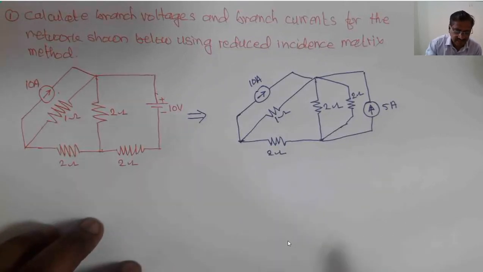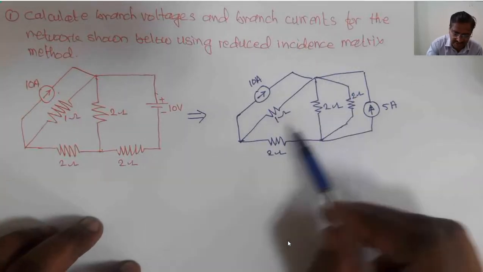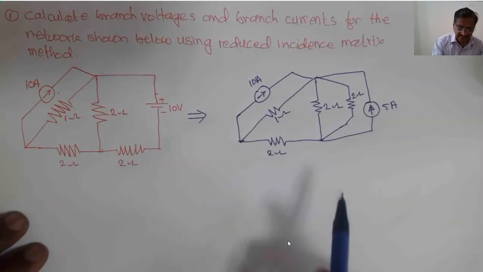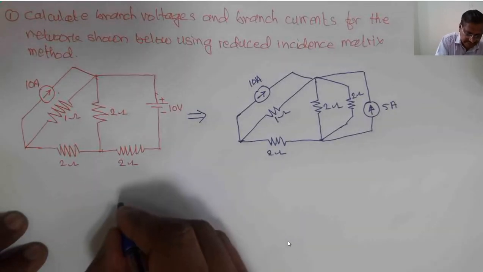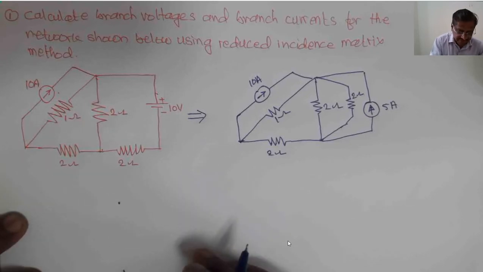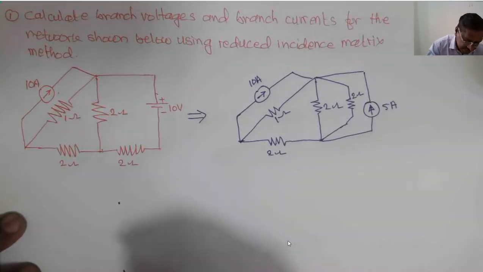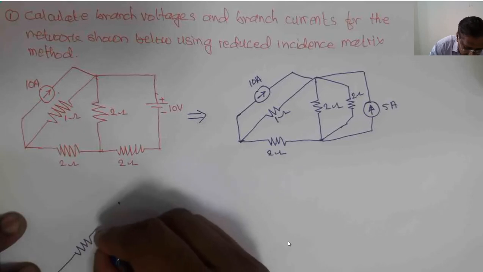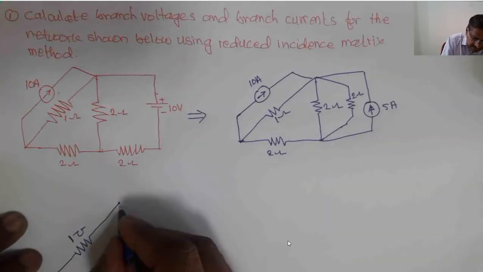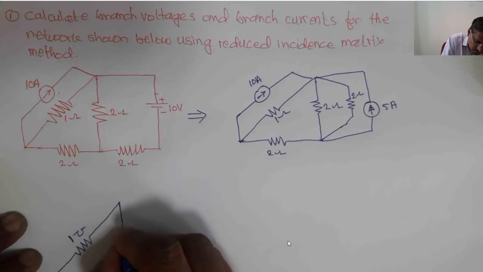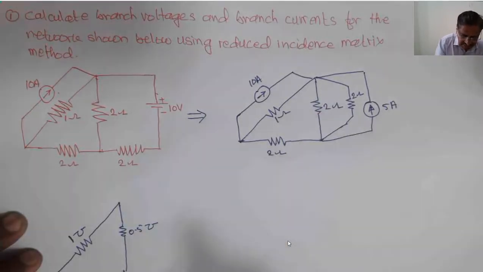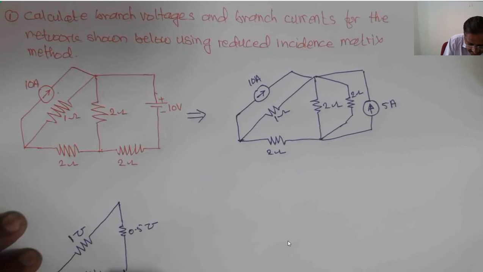Now in this case, for the reduced incidence matrix approach, all the impedances must be mentioned in terms of admittances. That's why first I will redraw the same figure and represent everything in terms of admittances. The first figure will be something like this. Here it is a branch having this 1 mho as its admittance. This is 2 ohm, this is 2 ohm, and this 2 ohm is replaced by its admittance 1 upon 2, which is 0.5 mho. We are converting the impedances into admittances.